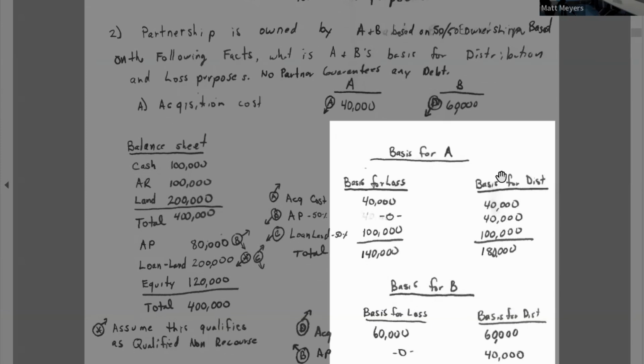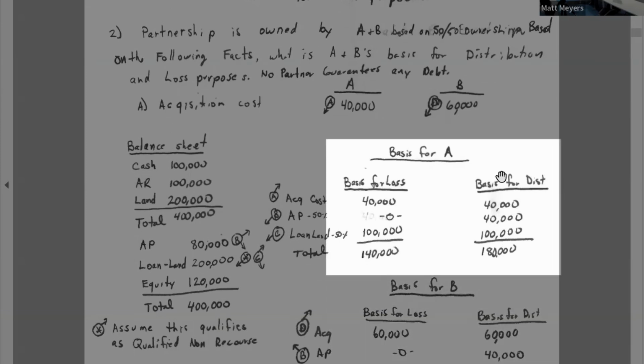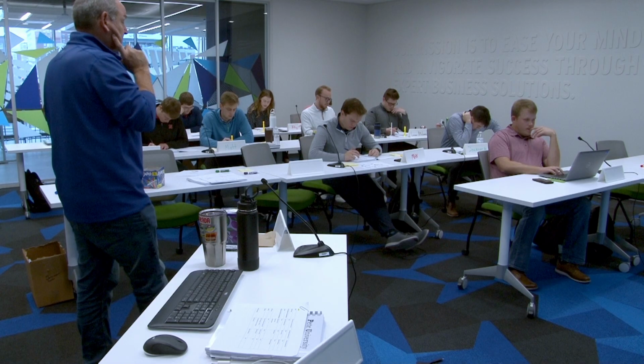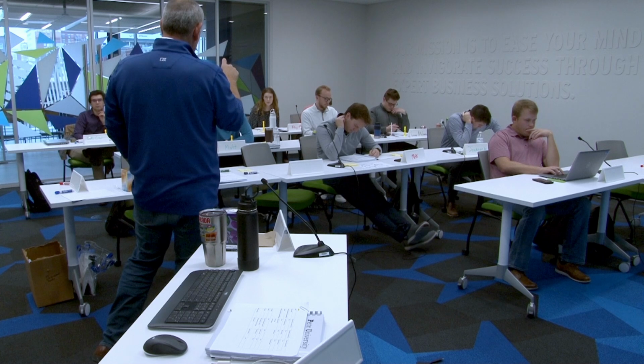Okay, so let's look at A. So for basis for A, basis for loss, the acquisition cost is 40. There's nothing for accounts payable, loan on land, which is 50%. There's a total of 140.